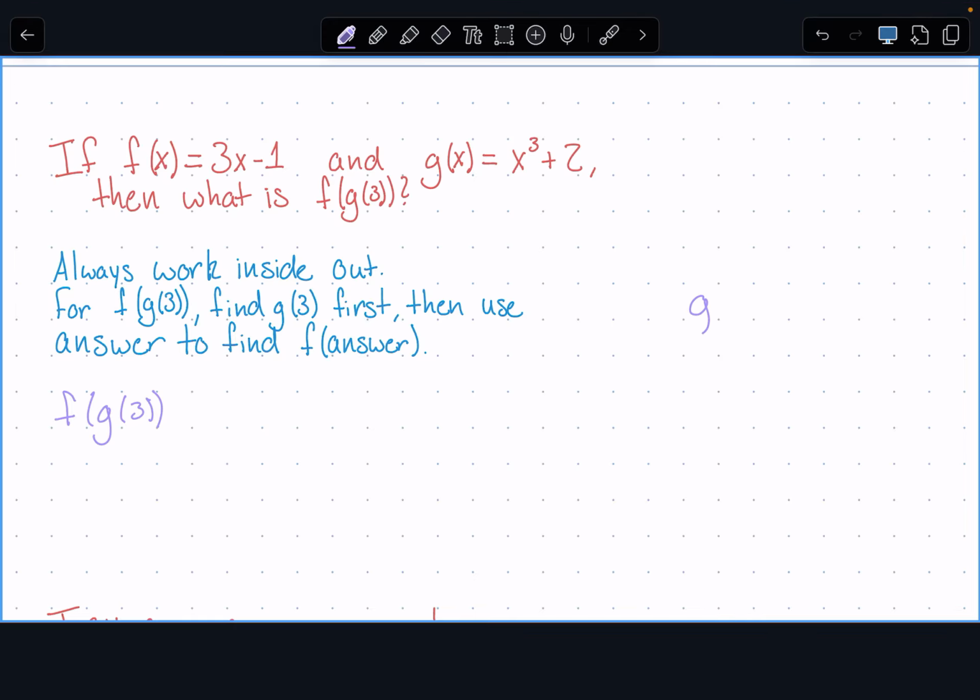I'm going to come over here. g of 3, which is exactly the same thing that we were doing yesterday. We're just going to put that 3 in place of x in my g of x function. I'm going to run out of room, so I'm going to scoot it over just a little bit. So I have 3 cubed plus 2. What is 3 cubed? 27 plus 2 is? 27 plus 2. 29, yes.